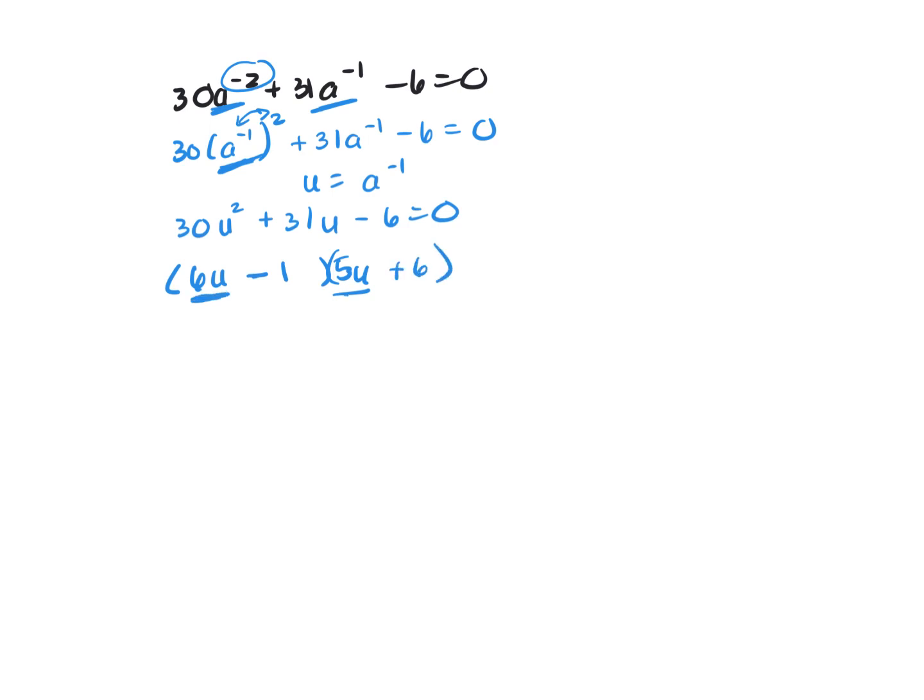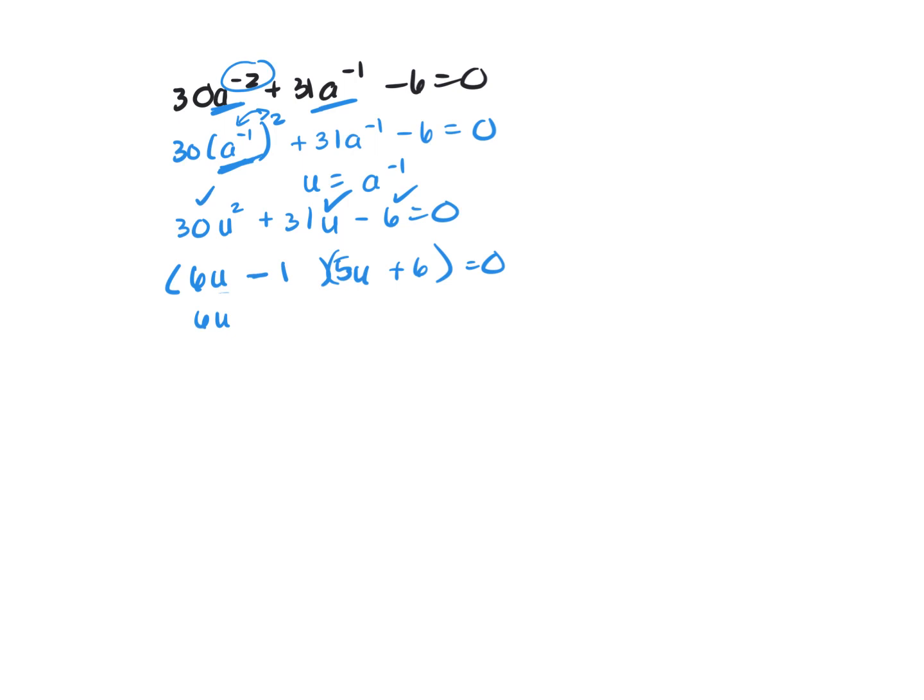So 6u times 5u is 30u squared. That works. Negative 1 times positive 6 is negative 6. But check your middle term. That gives you negative 5u and 36u. And if you combine those, you get positive 31u, which checks for the middle term. So I have factored correctly, and that is all equal to 0.